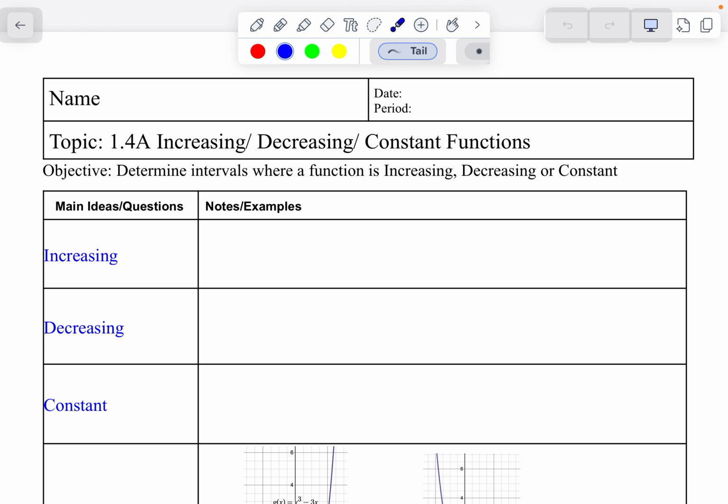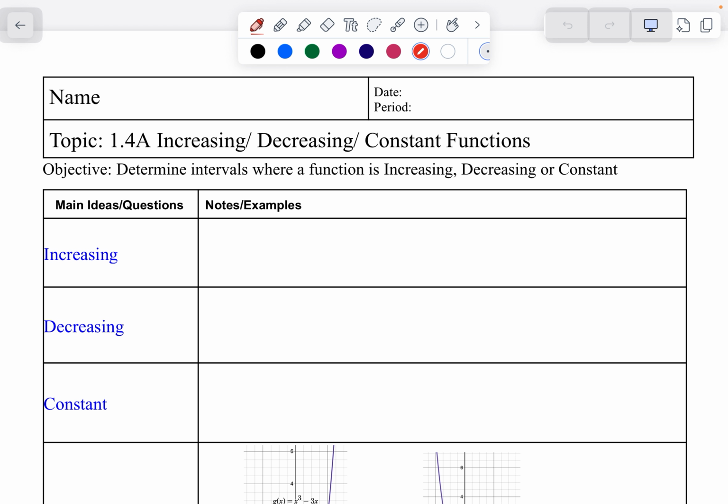So 1-4, I've broken down into three pieces, 1-4 A, B, and C. 1-4 is about how a graph behaves, and we're first going to talk about increasing, decreasing, or constant. Okay. So first let's talk about the word how increasing appears in math.